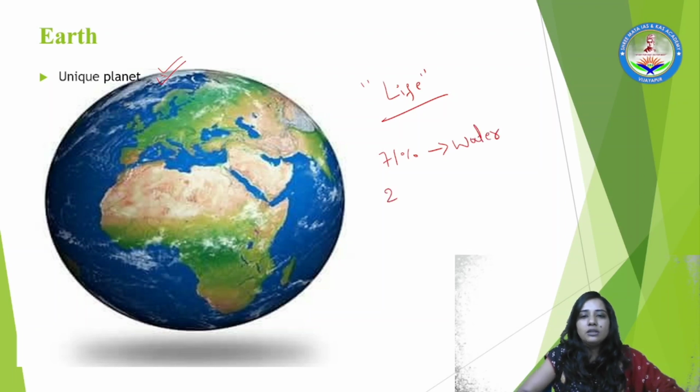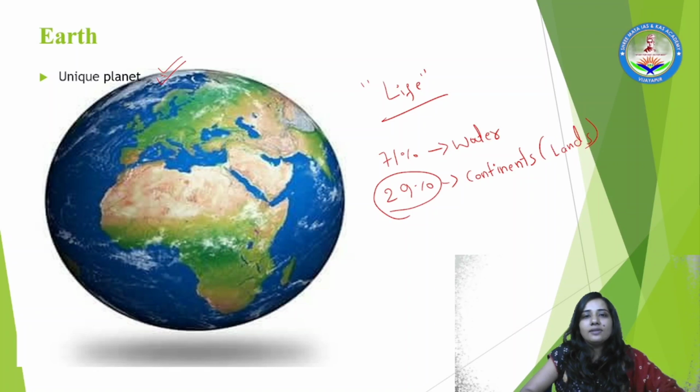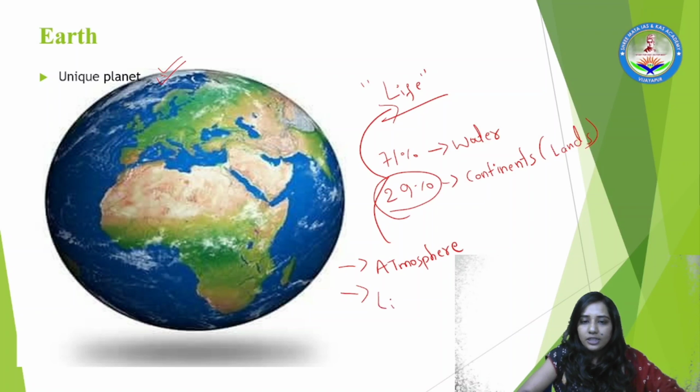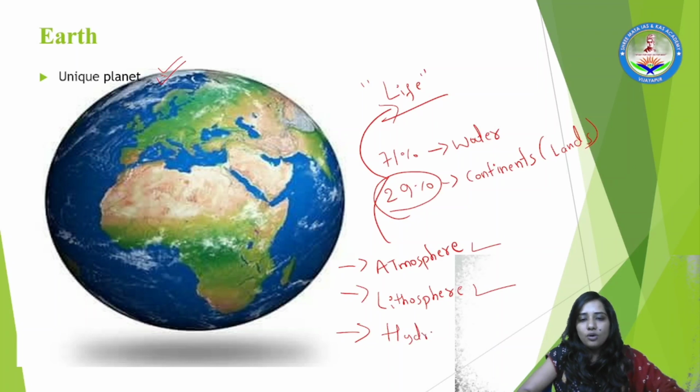Whereas the remaining 29% is contained by our continents. That is, the lands make up 29%, and along with it, it has 3 different kinds of features. One is that it has its own atmosphere, which makes life possible on it. Along with what the Earth is providing us, there is the lithosphere, which we are going to look at in the next classes one by one, regarding the atmosphere, the lithosphere, and also the hydrosphere.